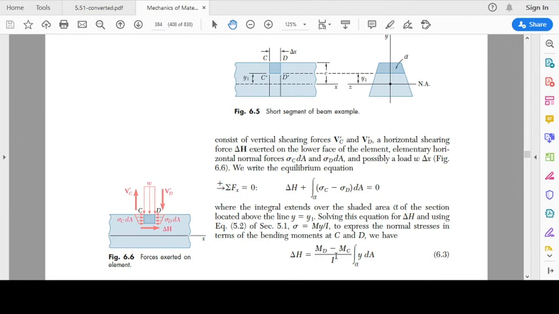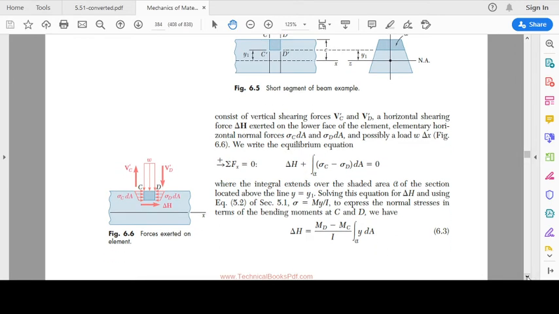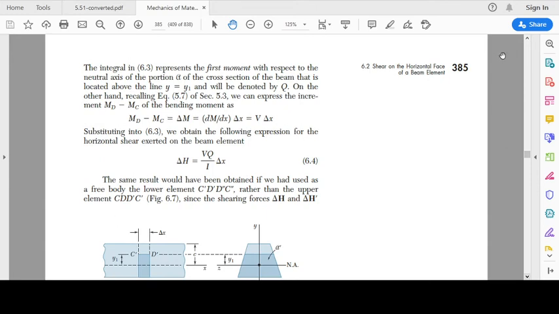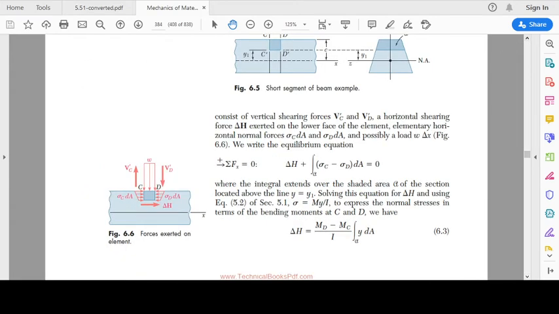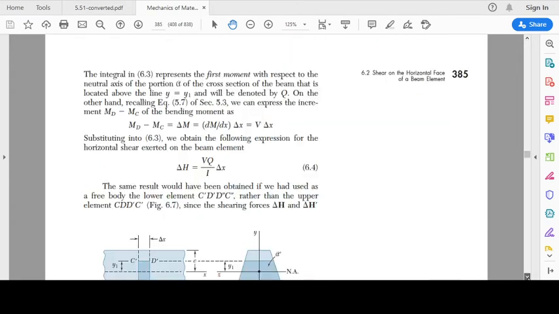M has been written outside and y is here, My divided by I, where I is the second moment of area for the cross section. So this becomes Md minus Mc divided by I, integral y dA. We know that integral y dA is the first moment of area.